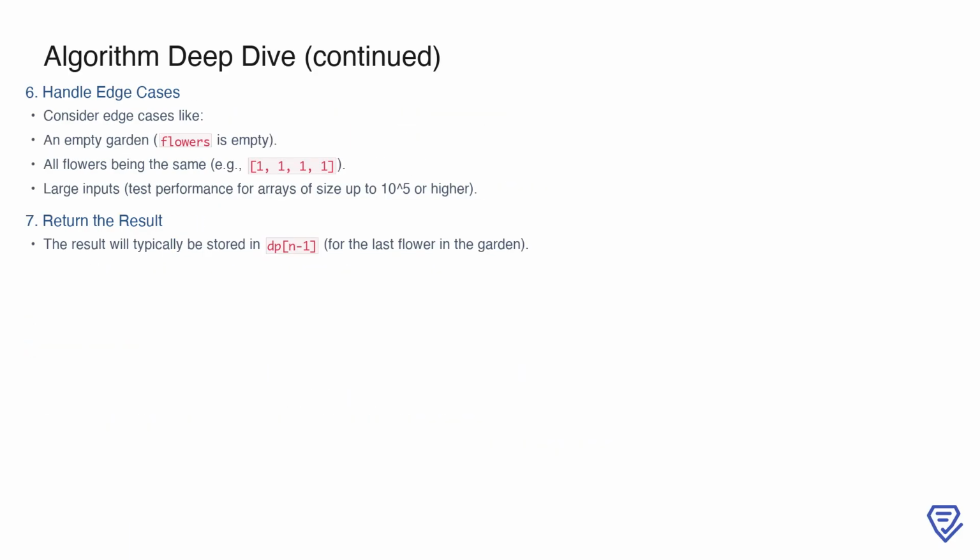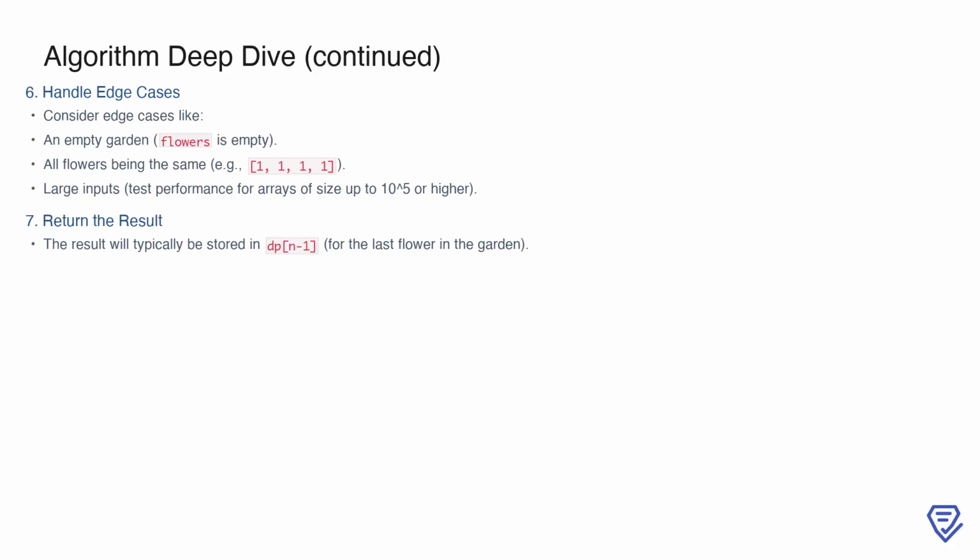After implementing the core logic, it's important to handle edge cases to ensure the solution is robust. For example, we need to consider scenarios like an empty input array, where no flowers are present, or cases where all flowers have the same beauty value, which may simplify or stress the constraints. Additionally, we must test the algorithm with large inputs to confirm it performs well with arrays of size up to 10 to the power of 5 or more, as required by the problem.